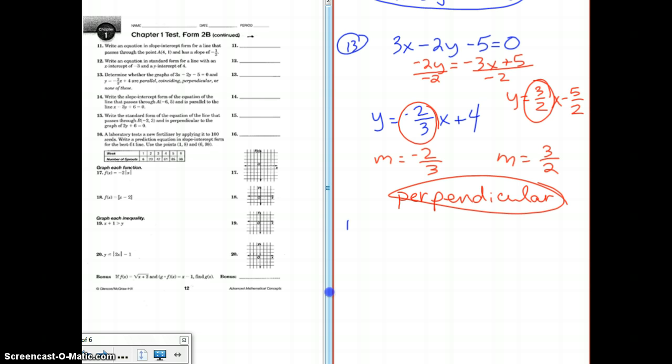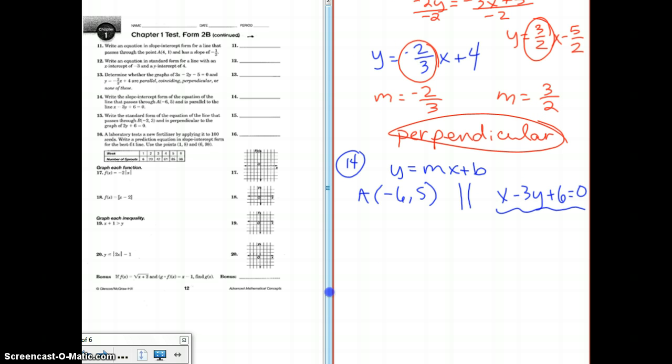Number 14, I want to write in slope-intercept form, so y equals mx plus b, the equation of the line that passes through the point (-6, 5), and is parallel to the line x minus 3y plus 6 equals 0. Parallel lines have equal slope, so I'm going to find the slope of this line, and that will be the slope of the line that's parallel to it as well.